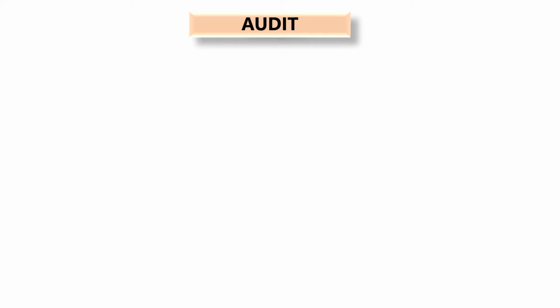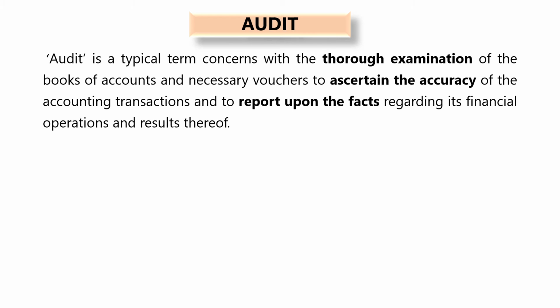Let's move forward to the audit first. Before going towards the cost audit, the student should be able to understand the meaning of audit. Audit is a term concerned with thorough examination of books of accounts and necessary vouchers. Thorough examination means detailed examination of books of accounts and important vouchers or documents to ascertain the accuracy of the accounting transactions.